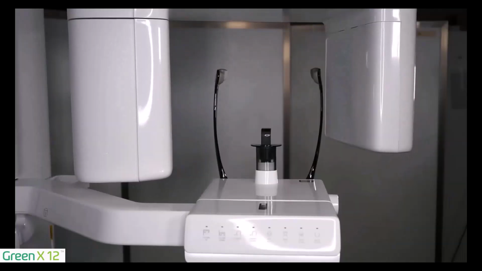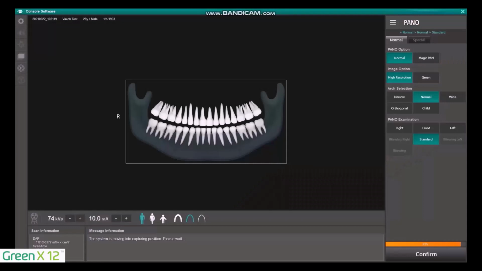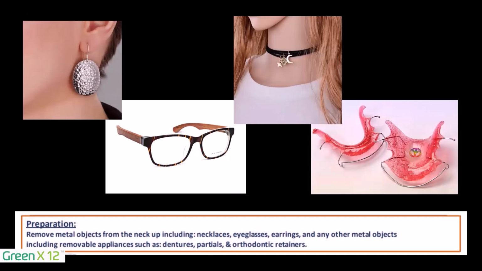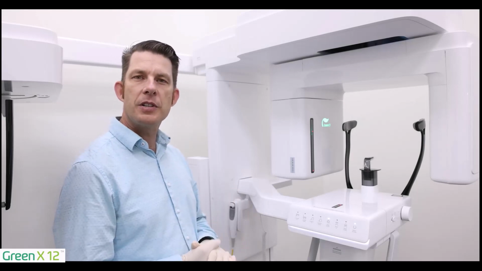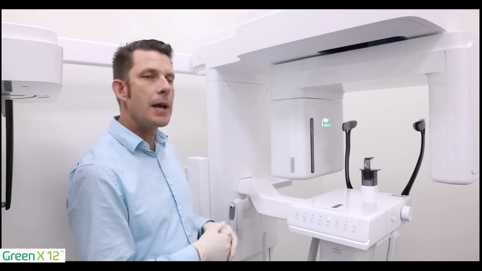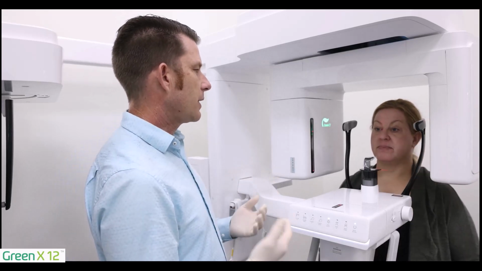The next step is to allow the machine to rotate to the acquired position, and then we can position our patient. In preparation, have the patient remove all metal objects from the neck up, including necklaces, eyeglasses, earrings, and any other metal objects. Let's start with patient positioning for our 2D panoramic image. First, I'm going to have my patient step into the device. Go ahead and stand up straight and tall for me.